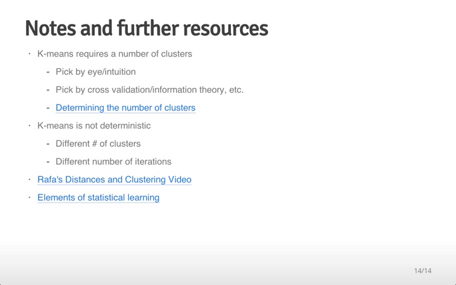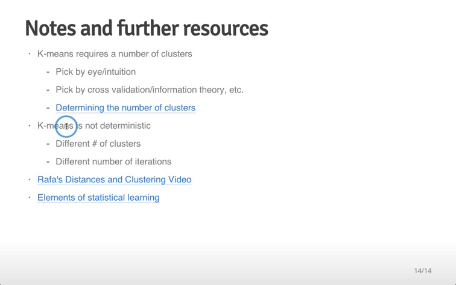Some further resources and notes. First of all, you have to know the number of clusters in advance to run k-means clustering. One approach is to pick by eye or intuition. If you had looked at that very early example plot, you can see that it looks like there are about 3 clusters. You could also pick by cross-validation or information theory. I've linked here to an article about determining the number of clusters in k-means clustering, but there's actually a huge literature on this, and it's worth a little bit of a Google search if that's something that you need to learn about.